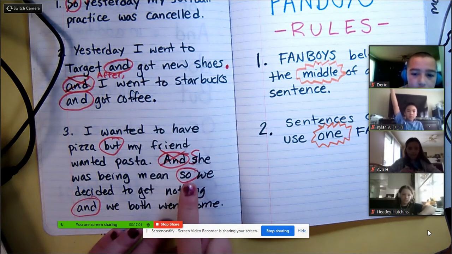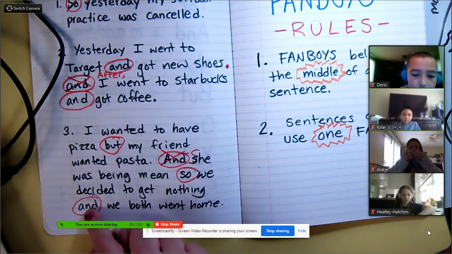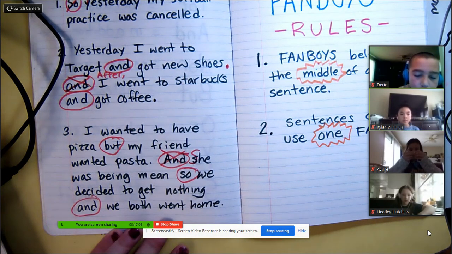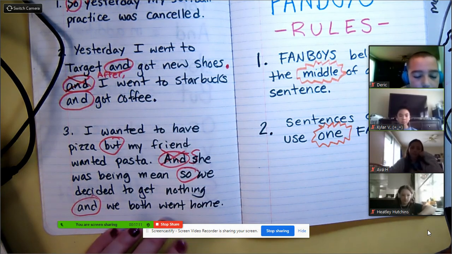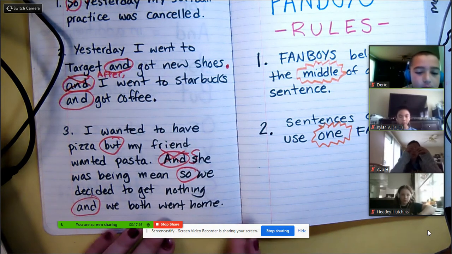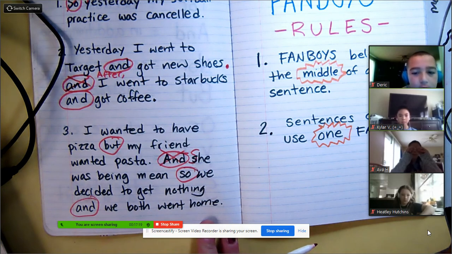We have to get rid of this word or this word somehow. And there's more than one right way to do this, so don't be afraid. Now, if you're not sure how to do it, might I make a recommendation? A really easy way to fix this problem is to take a fanboy out and use a period instead.